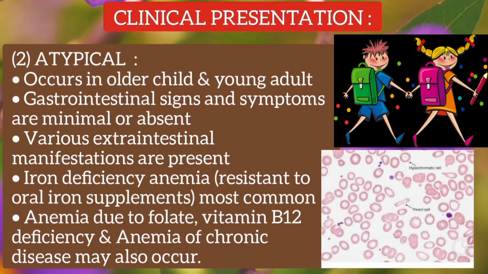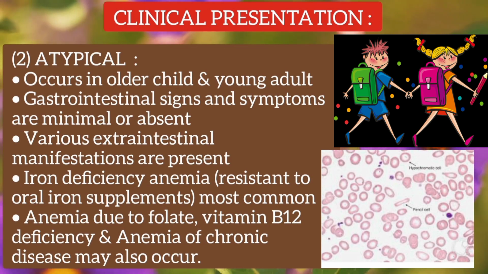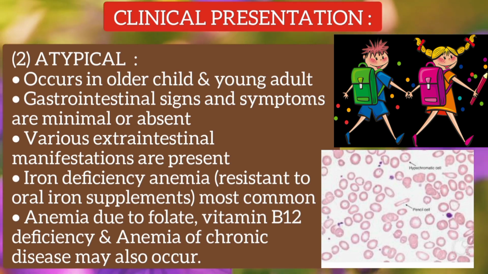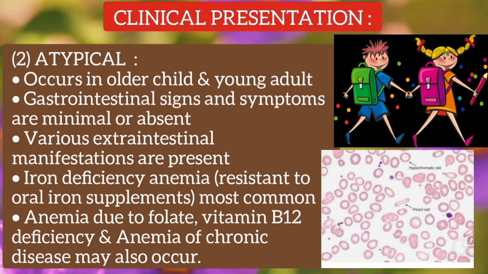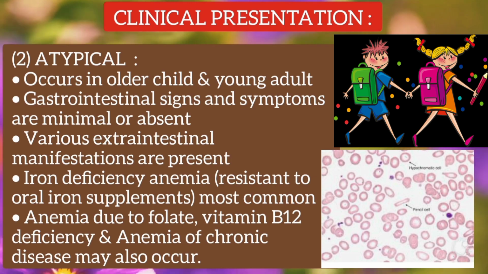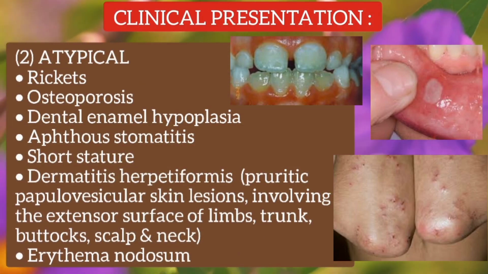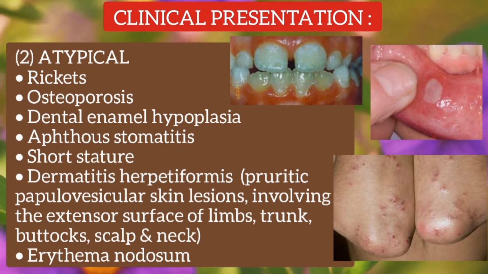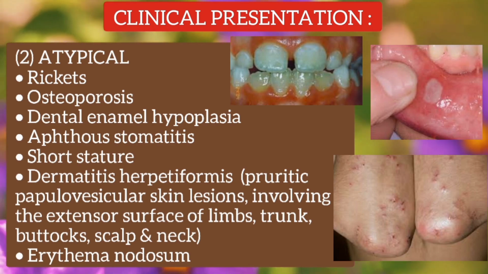Second type of presentation is the atypical celiac disease. This occurs in older children and young adults. Gastrointestinal signs and symptoms are minimal or absent, while various extraintestinal manifestations are more common. Iron deficiency anemia, which is resistant to oral iron supplements, is the most common, while anemia due to folate or vitamin B12 deficiency, and anemia of chronic disease may also occur. Other extraintestinal manifestations of atypical celiac disease include rickets, osteoporosis, dental enamel hypoplasia, aphthous stomatitis, short stature, dermatitis herpetiformis.